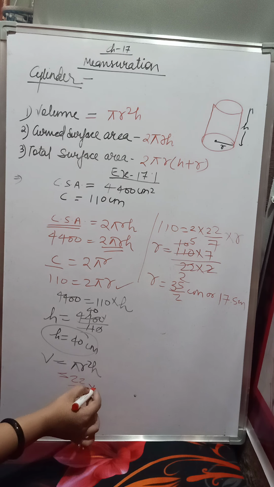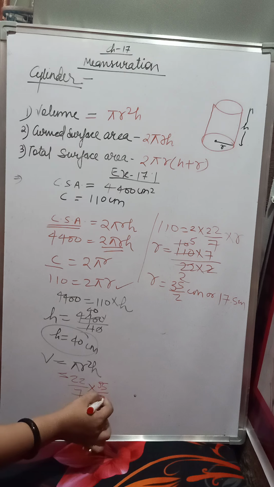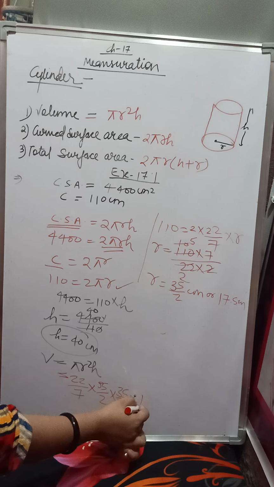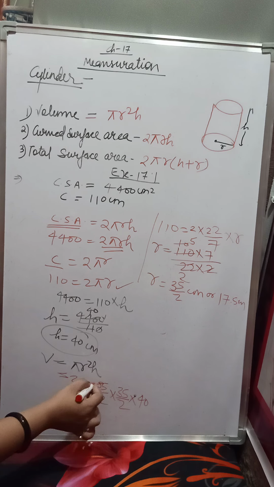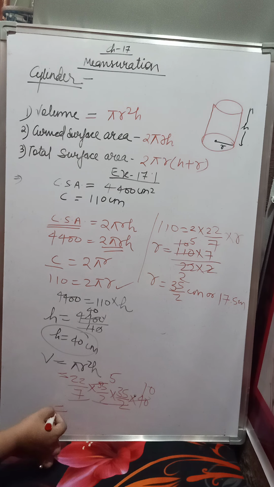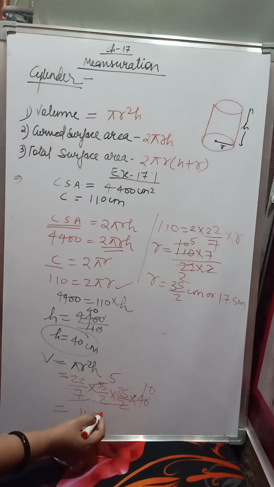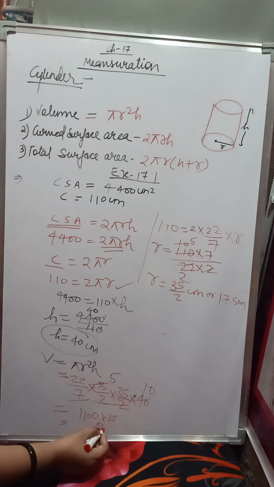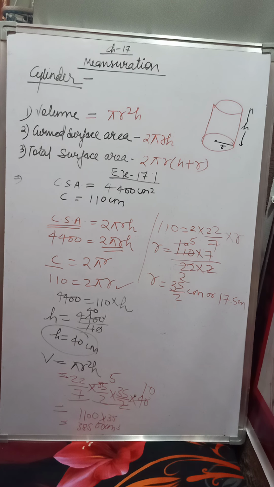Put the radius in place of it. 35 by 2 into 35 by 2, in place of height 40. This is 10. Let's multiply. Centimeter cube. So I hope you all can solve the first exercise.